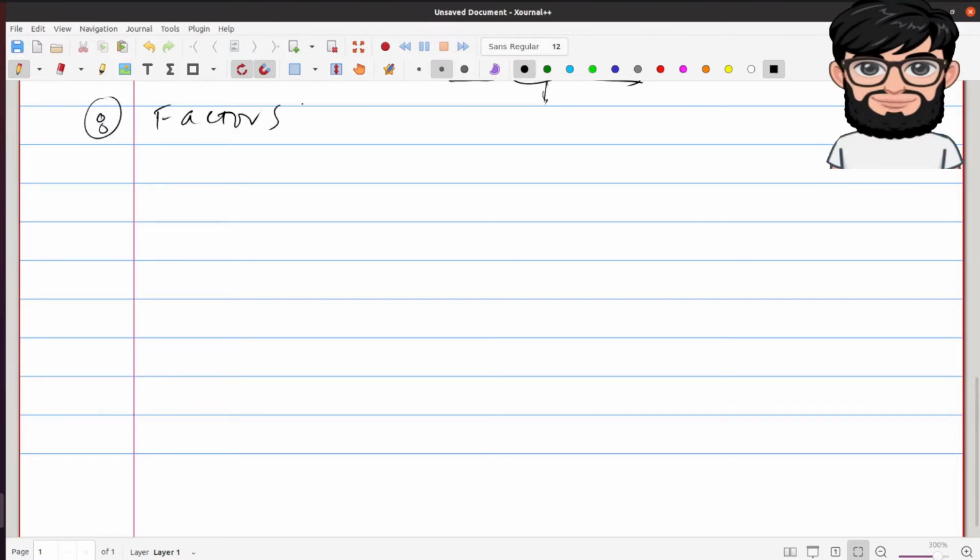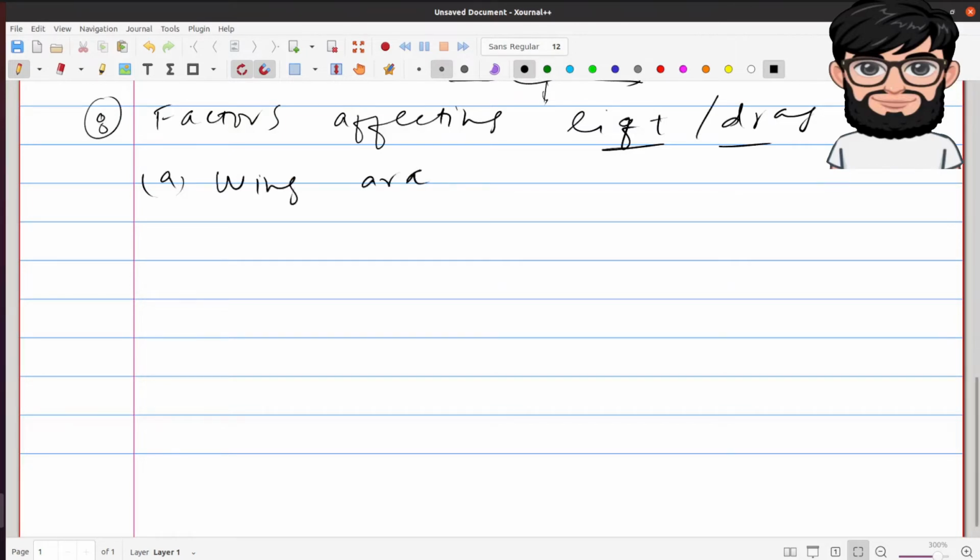Okay. Factors affecting lift and drag. Again, the lift is the forward force, the drag is the backward force. I'm just going to point it out. The first factor is the wing area. Again, we'll come back to it in a little bit. Let me just write it down. Shape of the airfoil.